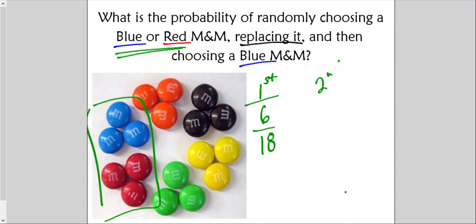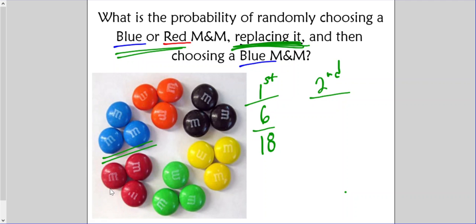Then for the second one, I want to get a blue one. Now think about this again. I replaced that one. So I took out one of these. It doesn't matter whether it was blue or red, but I put it right back in. So I'm back to the original bag. I don't want to even think about what happened in the first one because this is the original bag now. Now I'm thinking about what's the chance that I get a blue. That is 3 out of 18, just like before.